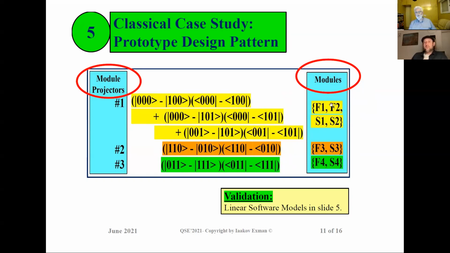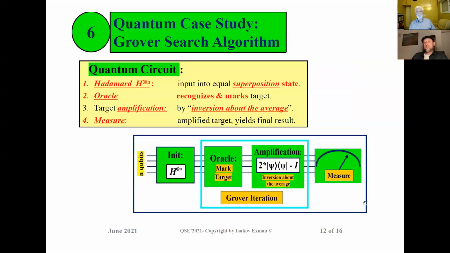system into the modules. So the yellow one is a 2x2 module with the labels F1, F2, S1, S2. Then the 2 others are F3, S3, and F4, S4. How to validate these modules? Very simple. One just compares with the linear software modules, Laplacian eigenvectors in slide 5, and one can see that the modules are exactly the same.